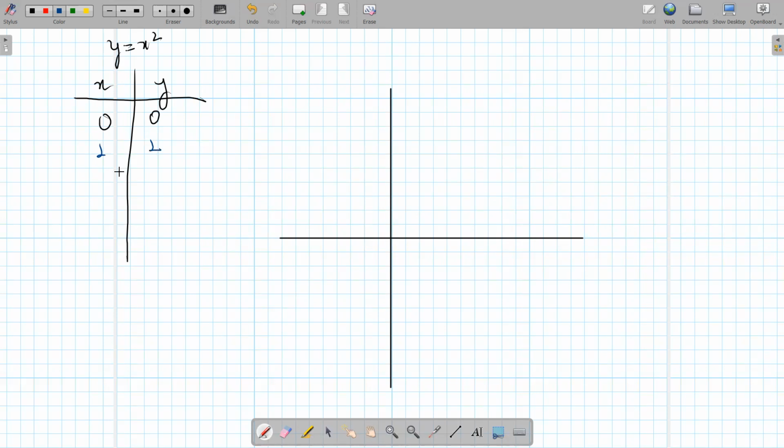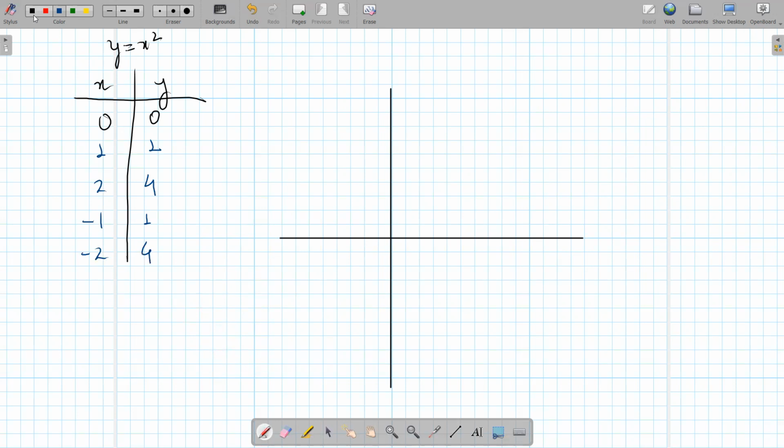If x is 2, what's the y value? 2 squared. Oh, 4. If x is minus 1, what's the y value? Minus 1 squared, which is minus 1 times minus 1, positive 1. If x is minus 2, what's the y value? 4. Yes, good. There you go.